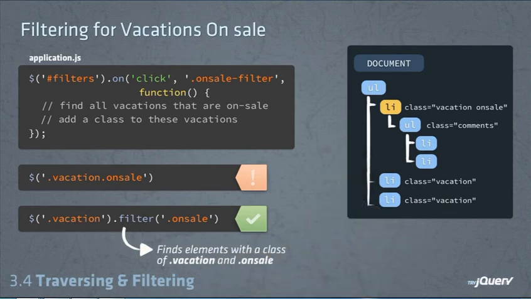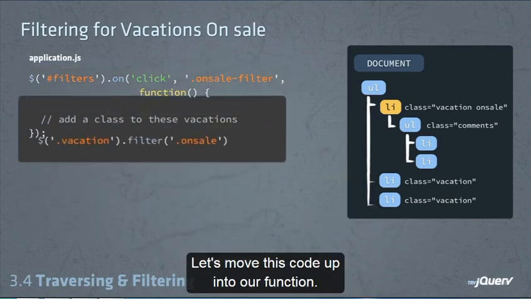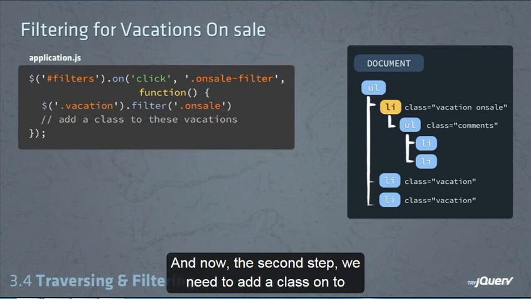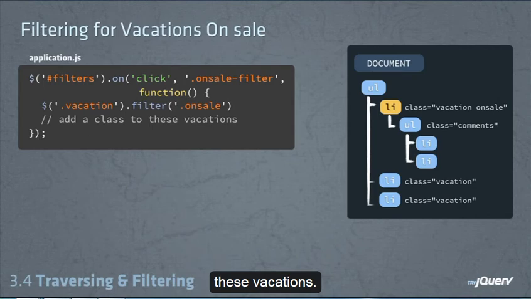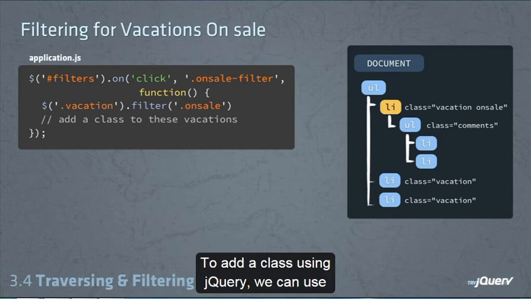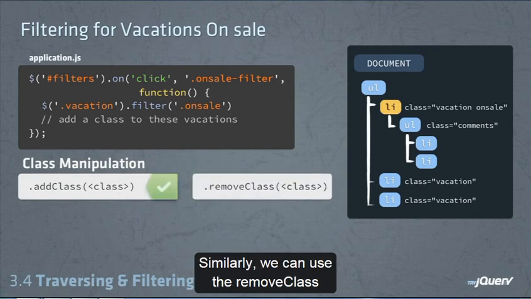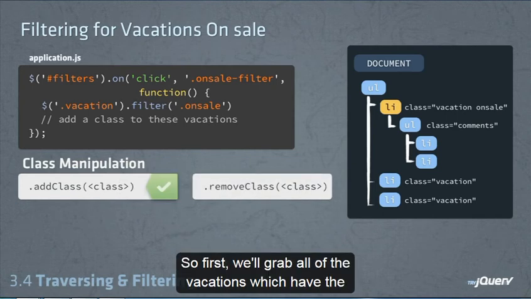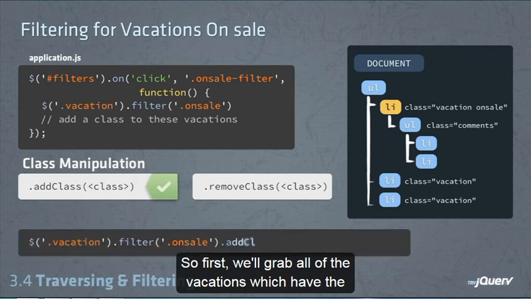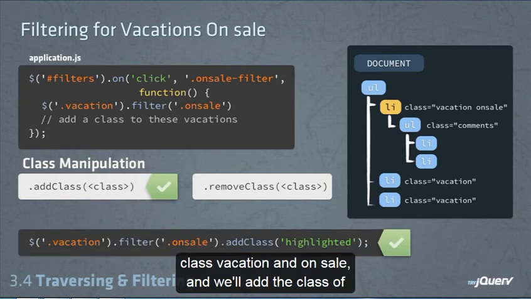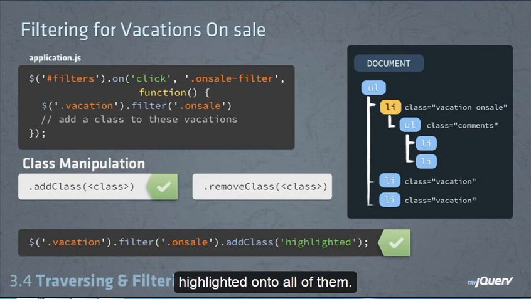Let's move this code up into our function. And now the second step, we need to add a class onto these vacations. To add a class using jQuery, we can use the addClass method. Similarly, we can use the removeClass method to remove a class. So first we'll grab all of the vacations which have the classes vacation and onSale, and we'll add the class of highlighted onto all of them.